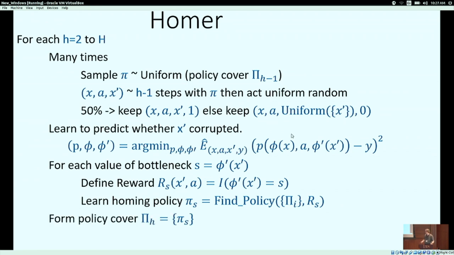Okay, so now we found the homing policy for all the states of this time step. We just create the policy cover for the next time step, and then we iterate. And at the end, we're just going to return the policy cover.